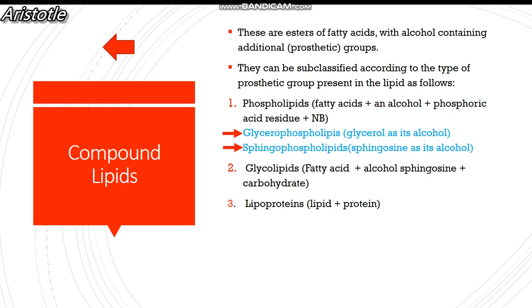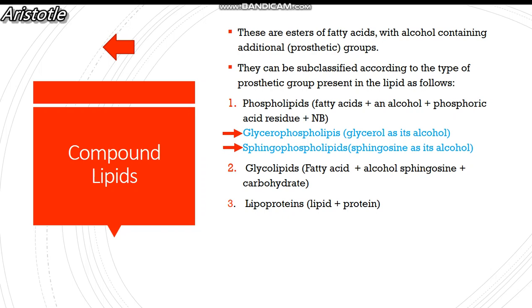One, we have the phospholipids, which contain fatty acids, alcohol, phosphoric acid, and a nitrogenous base. We have the glycolipids, which consist of fatty acid and alcohol, majorly sphingosine, and carbohydrates. And we have the lipoproteins, which consist of lipids and protein.